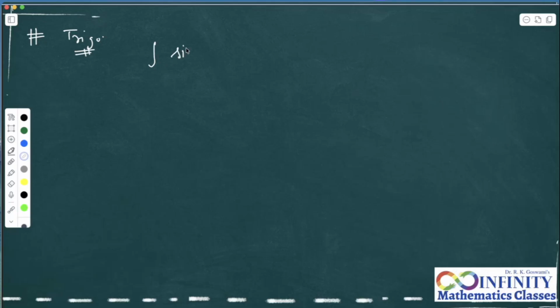What is the derivative of sine x? Cosine x. Perfectly okay, cosine x, we write it like cos x. What will the antiderivative formula tell you? What is going to be the integration of cos x? Sine x. Perfectly okay. It is sine x plus the constant of integration, that is c.